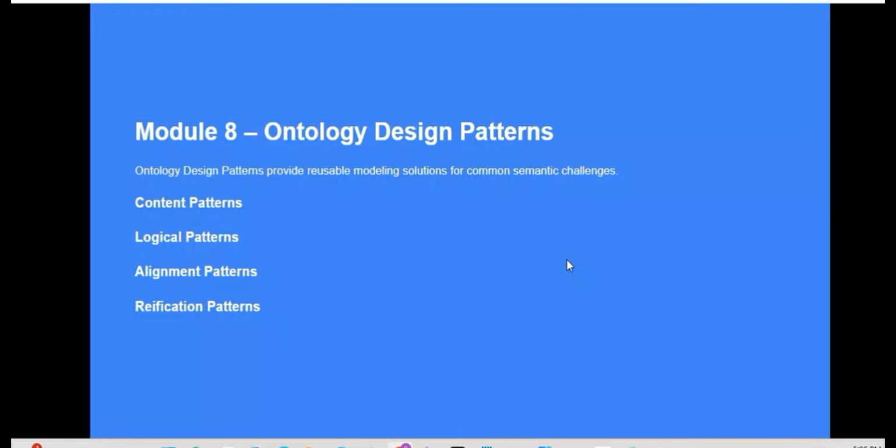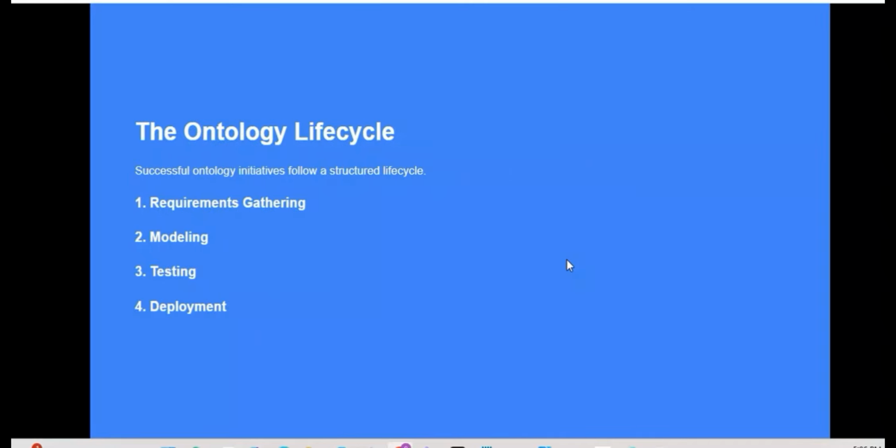Alignment patterns enhance interoperability across systems. For example, mapping internal concepts to schema. Then reification patterns that enable metadata about relationships themselves. For example, recording confidence scores or provenance information, all this.